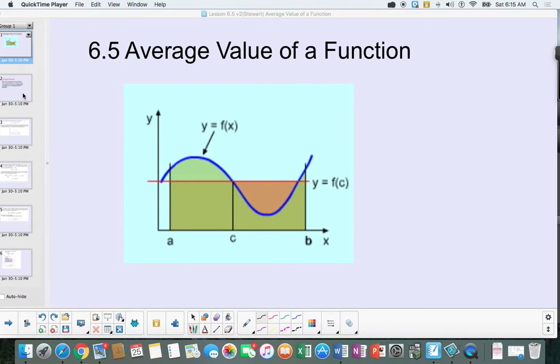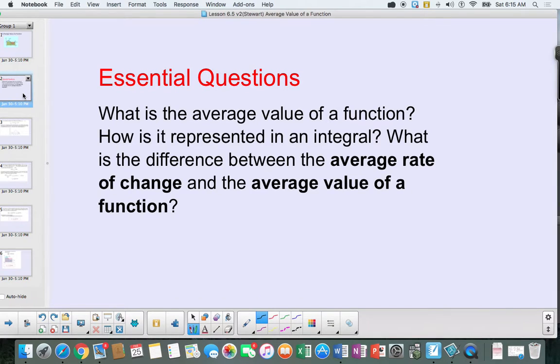6.5, average value of a function. Essential questions. What's the average value of a function? How is it represented in an integral? What's the difference between average rate of change and average value of a function?